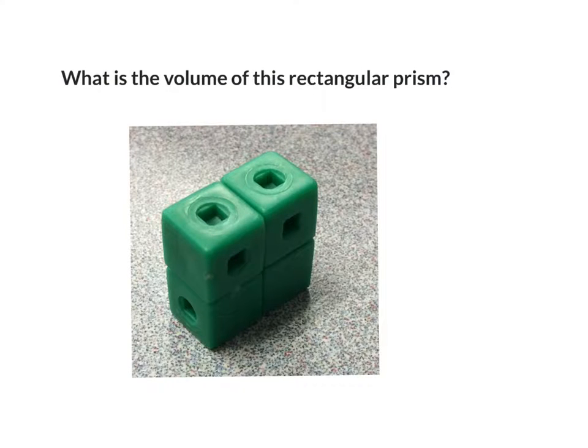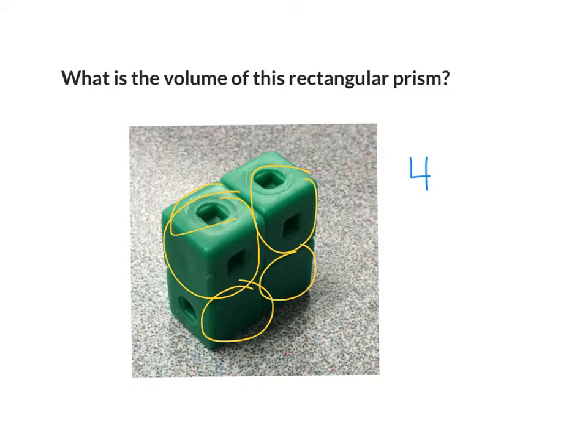What is the volume of this rectangular prism, if you know that each one of those blocks is 1 cubic centimeter? Let me ask you a question. How many blocks do you see there? 4. I know it's a little hard to see because it's dark in color, but here's one block, here's another block, here's the block on the bottom, and there's the 4th block. So how many blocks are there altogether? 4 blocks. So if each cube is a cubic centimeter, what is the volume of this rectangular prism? 4 cubic centimeters. Very nice.